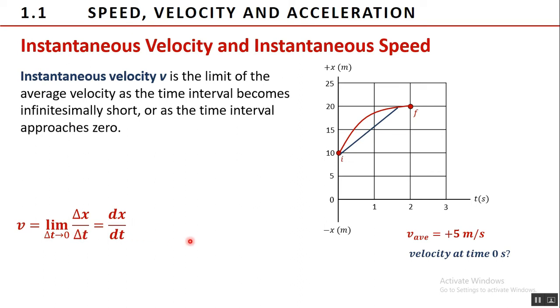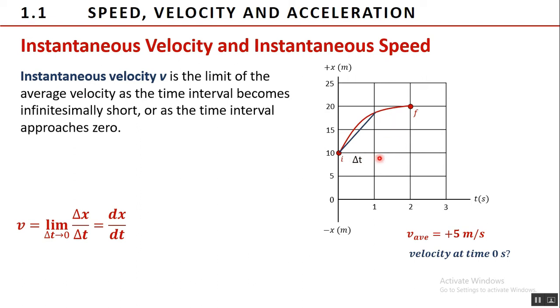Now let us illustrate this. To determine the instantaneous velocity of the body at time 0 seconds using the position-time graph, we bring the final point f closer to the initial point i. Take note the time at the initial point i is 0. As you can see, the run of the slope, or the time interval, is decreased.